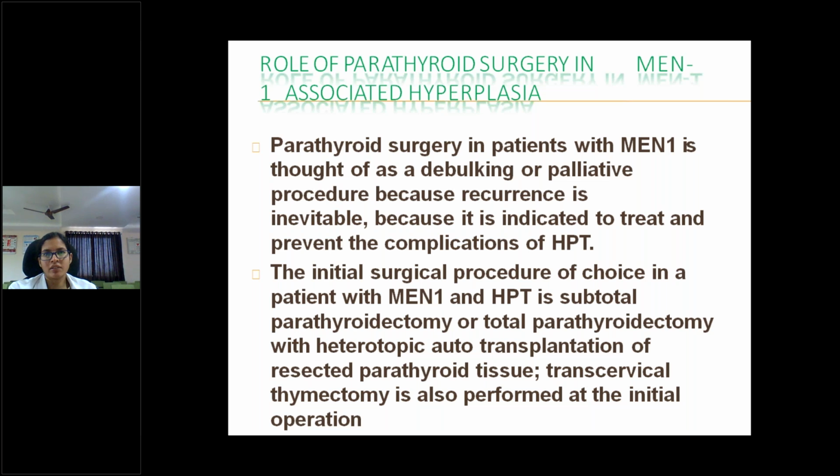Parathyroid surgery in MEN 1 is a debulking or palliative procedure because recurrence is inevitable. So we implant this parathyroid by heterotopic autotransplantation of the resected parathyroid tissue. We keep it in the brachioradialis.